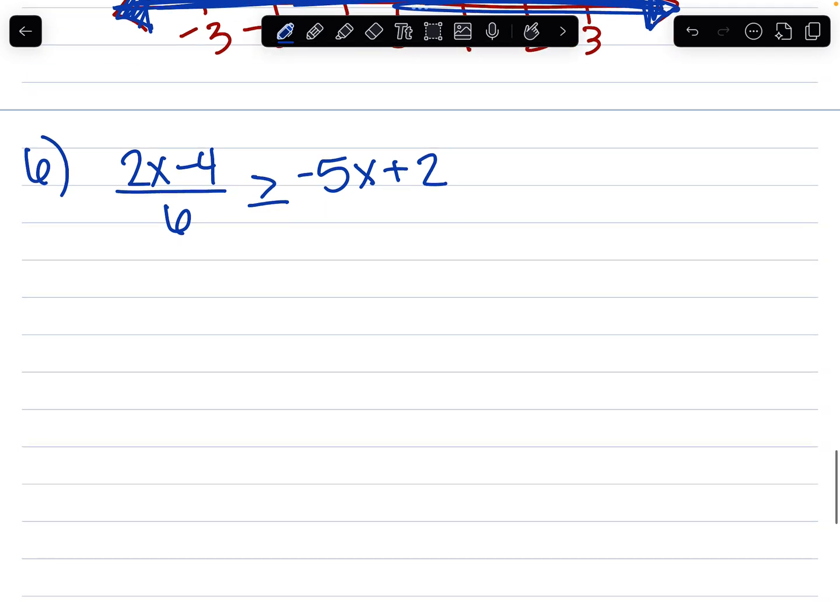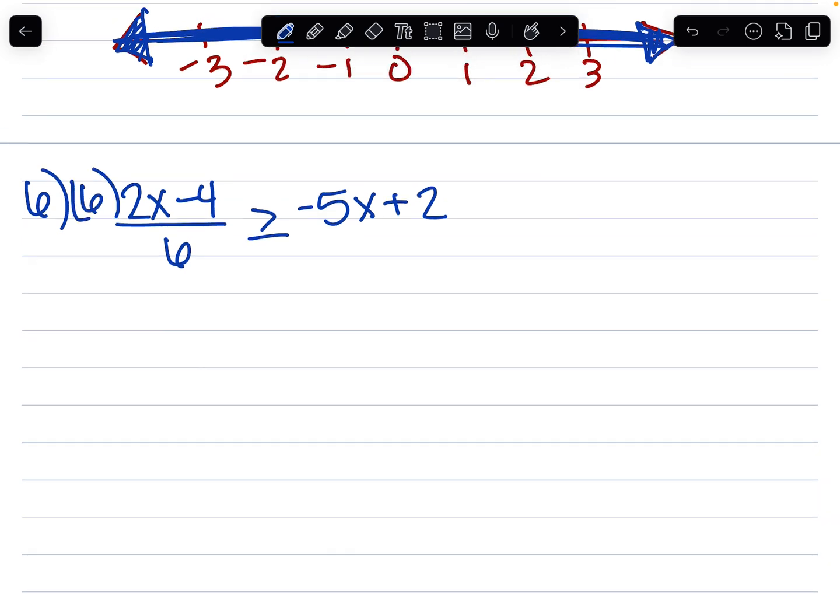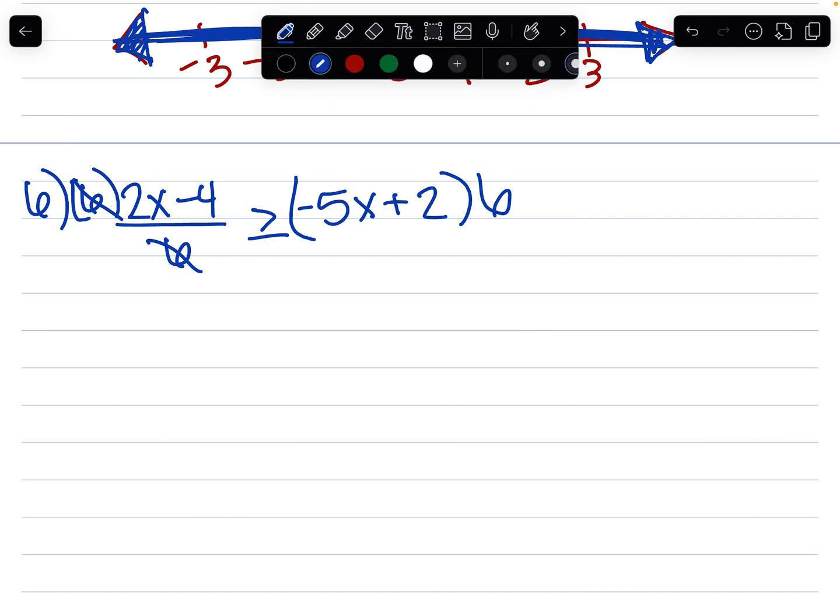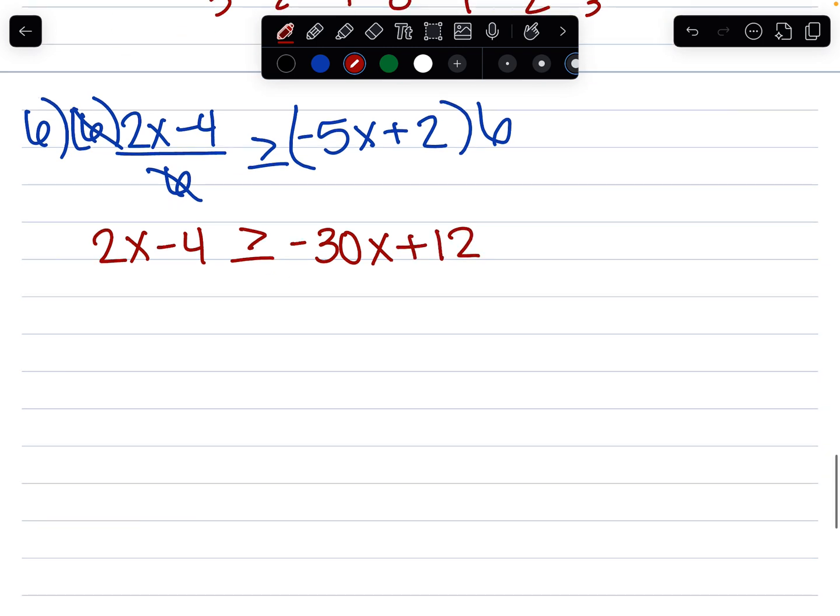Just as a reminder, nobody likes to work with fractions, right? So how can I get rid of my fraction from the very beginning? Multiply everything by 6. If I multiply this side by 6, what happens to those two 6s? They cancel. And then I multiply this side by 6, so I distribute. What am I left with on the left side? 2x minus 4 is greater than or equal to negative 30x plus 18 plus 12.